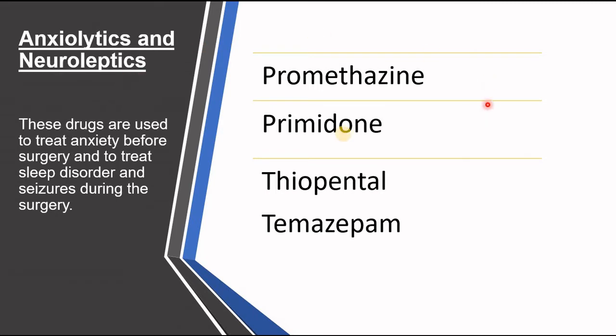So if you look at the example side, what exactly the drugs can come under the anxiolytic and neuroleptic? So that is promethazine, primidone, thiopental and temazepam. These are the four drugs I have mentioned which come under the category of anxiolytic drug and the neuroleptic drug.